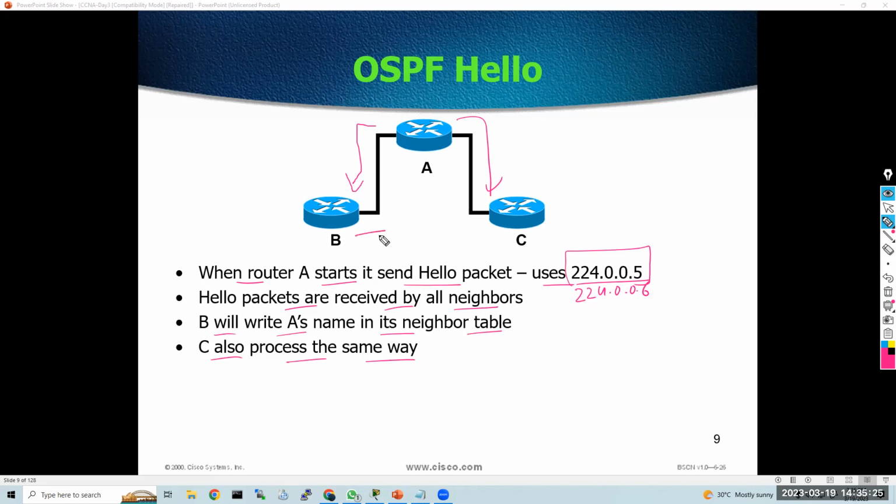Means B will mention, okay, my neighbor is A. Same thing, it also updates its topology table and neighbor table. It will write A inside the topology table, neighbor table, not routing table. Don't get confused.